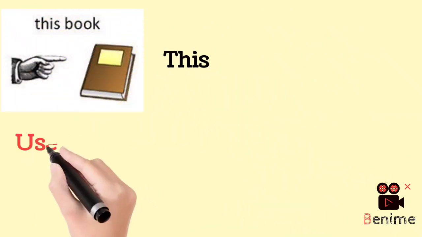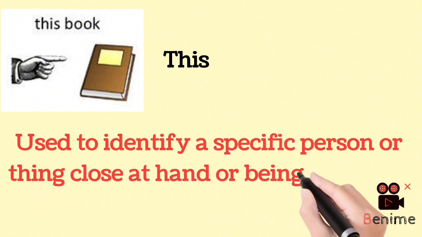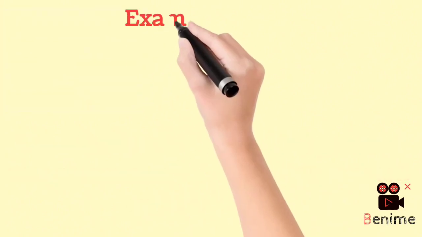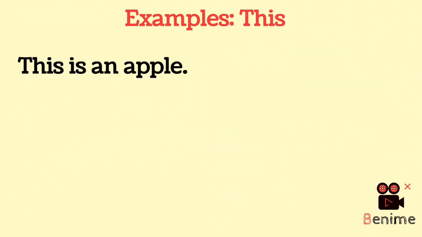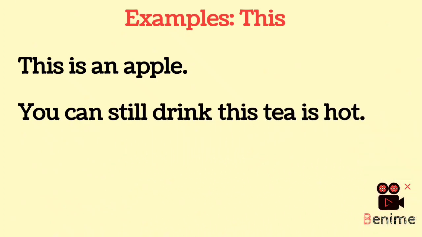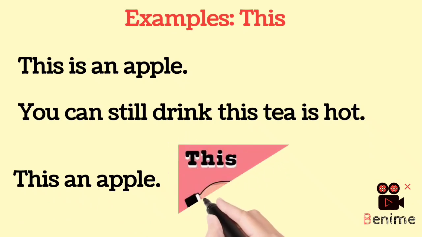This is used to identify a specific person or thing, close at hand or being indicated or experienced. Examples: This is an apple. You can still drink this, tea is hot. This is an apple.